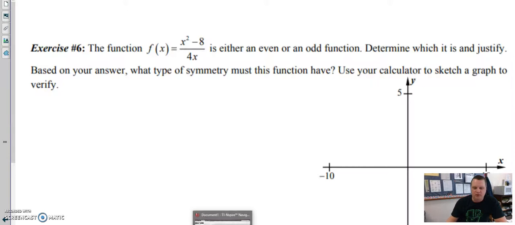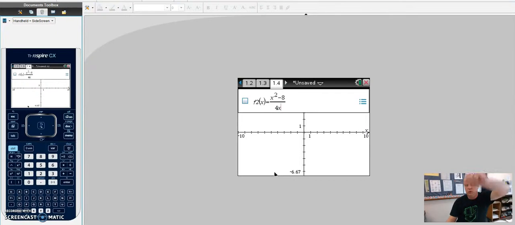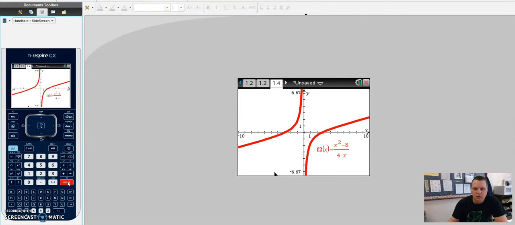So I've already plugged it in the calculator and on the graph page. And so we are going to graph it. So there you have it right there. So clearly it is not an even function, because an even function would be, like I said, a reflection over the y-axis. So if we want to verify that's an odd function, you want to go to your table.